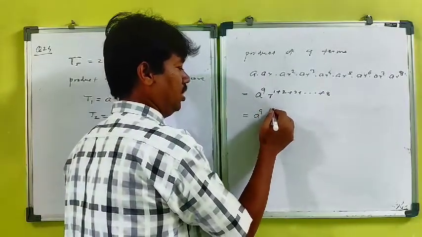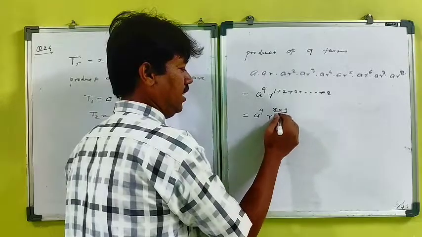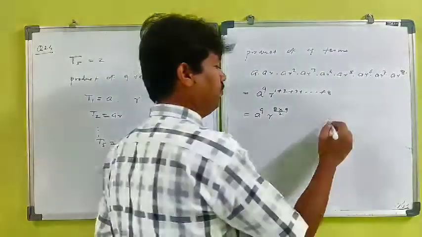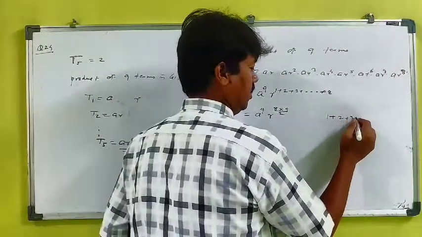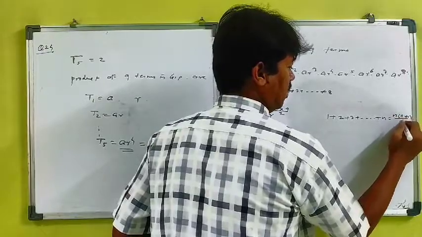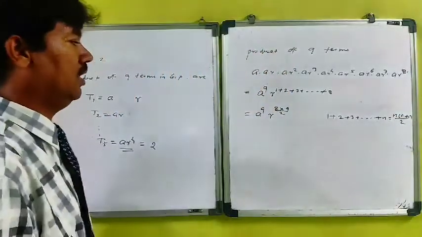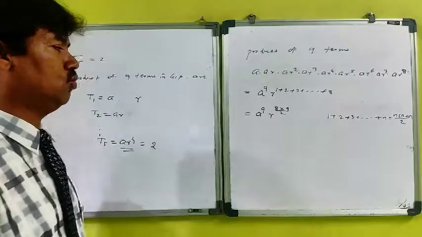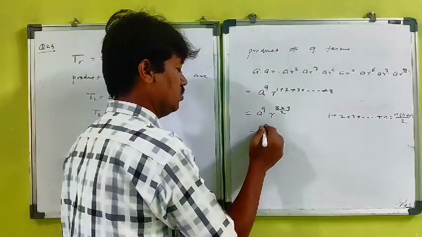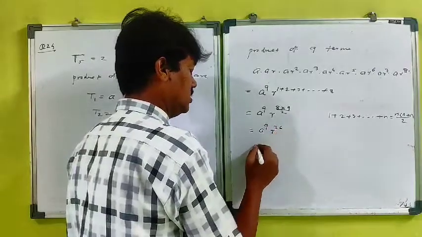Therefore, it is A raised to 9. R power will be what? 8 into 9 divided by 2. That is n into n plus 1. The sum of n natural numbers is always given by n into n plus 1 upon 2. Using this formula, we get 8 into 9 divided by 2, and that is nothing but 36. So it is A raised to 9, R raised to 36.